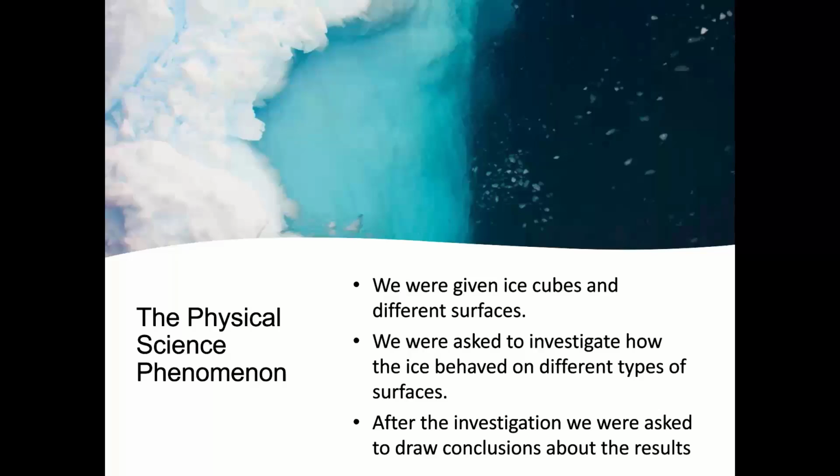With the physical science phenomenon, when we were introduced to this topic, we were given ice cubes, just regular size ice cubes out of a bag of ice you buy at a convenience store. Then we were given multiple surfaces, ranging from metals to a paper towel. All we were asked to do is investigate how the ice behaved on the different surfaces. So this is the physical science example, after we worked through the bio example in the beginning of the day.